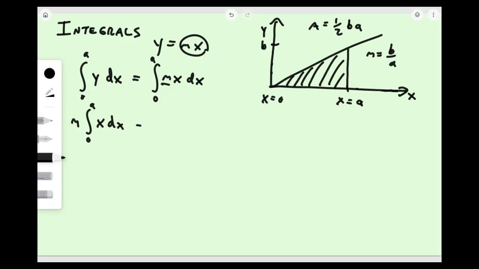To solve this, we start out with m, and then it's times x, but this is x to the first power inside the integral. So we add 1 to making it x squared, and then we divide by that new exponent, 2. And I have to put on the limits, x equals 0 and x equals a. Evaluating that at the first limit, x equals a, we have m a squared divided by 2, and then the second one is minus 0.